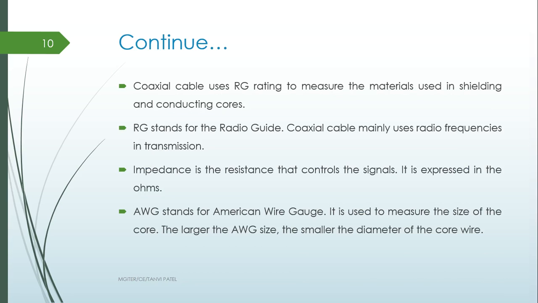So, coaxial cable uses RG rating to measure the material used in shielding and conducting cores. RG stands for radio guide. That is, coaxial cable mainly uses radio frequencies in transmission. Impedance is the resistance that controls the signals. It is expressed in ohms, and AWG stands for American wire gauge. It is used to measure the size of the core. The larger the AWG size, the smaller the diameter of the core wire.